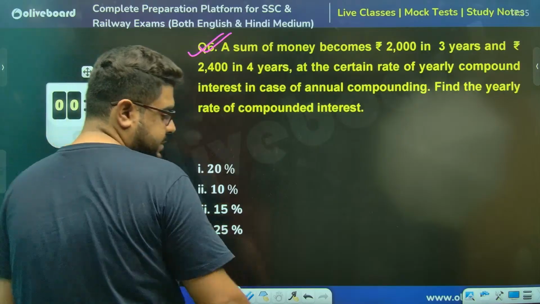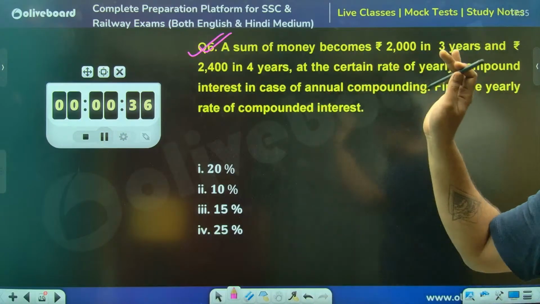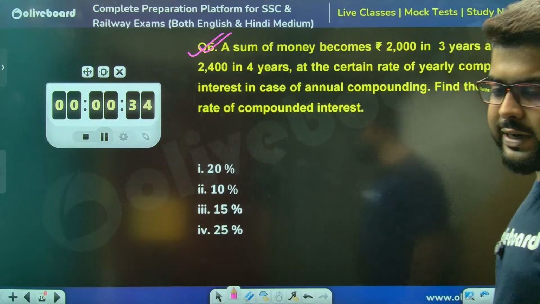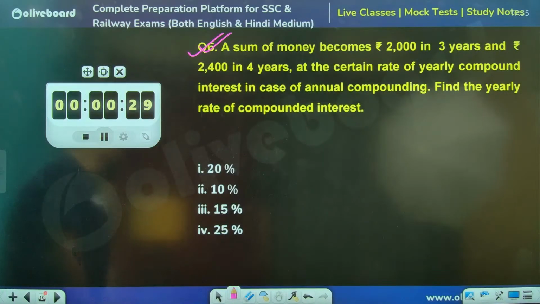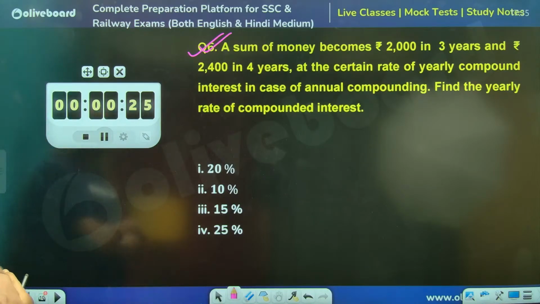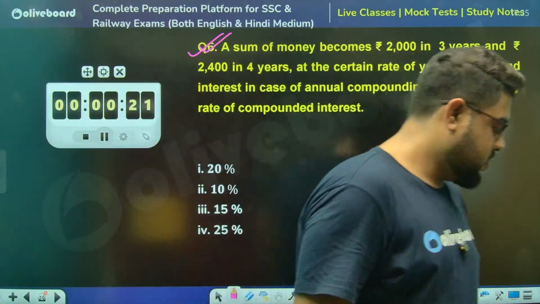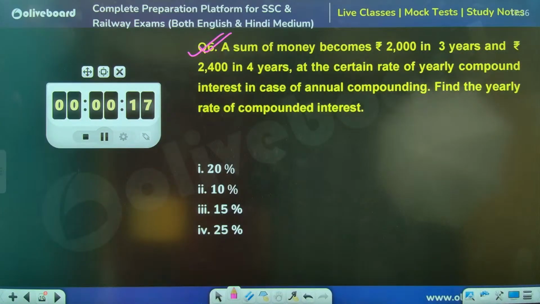Sir, 40 seconds. Please do. You will say, sir, 40 seconds for a compound interest. Again, if you do it properly, you won't need more than 40 seconds. You should not take more than 40 seconds. And if required, I'll give you 10-15 seconds more. No worries. Do it, sir.